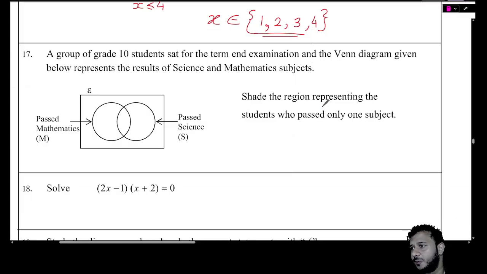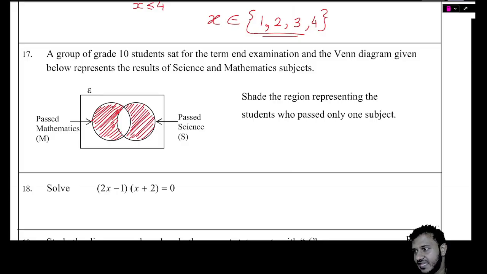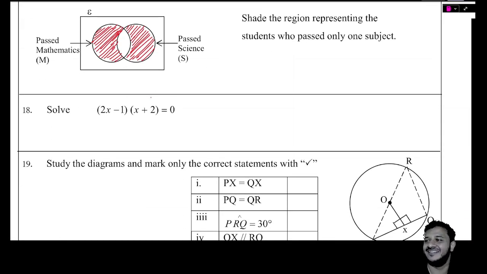Anyway, a group of grade 10 students sat for a term examination and the Venn diagram given below represents the results of science and math subjects. Shade the region that represents the students who pass only one subject. So this is the area of only maths passing people. And this is the area of only science people. The middle is the area where both of them pass. Outside is the geniuses, right? Alrighty. Then this one, what is this?